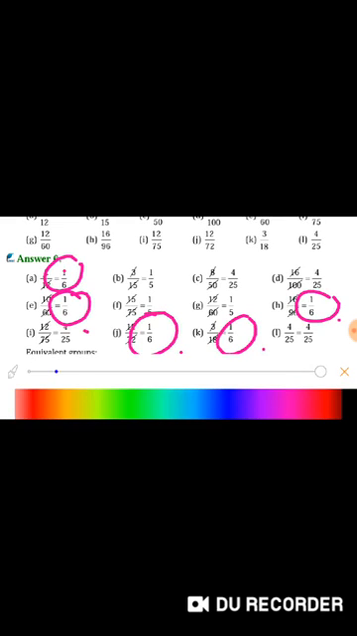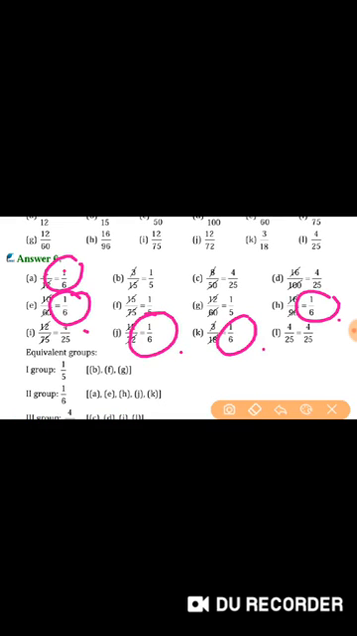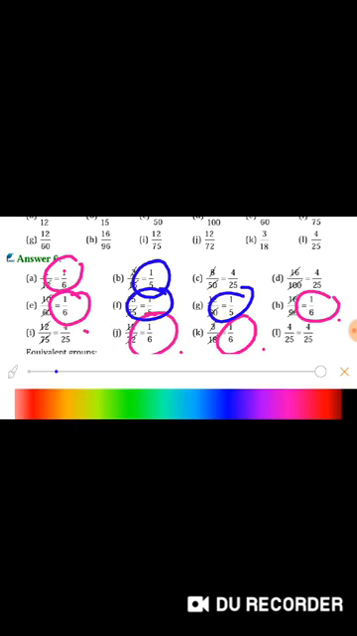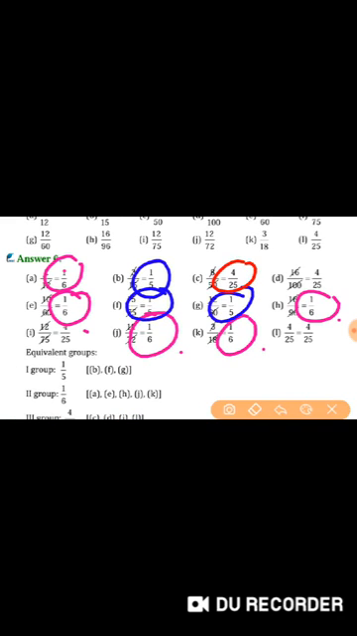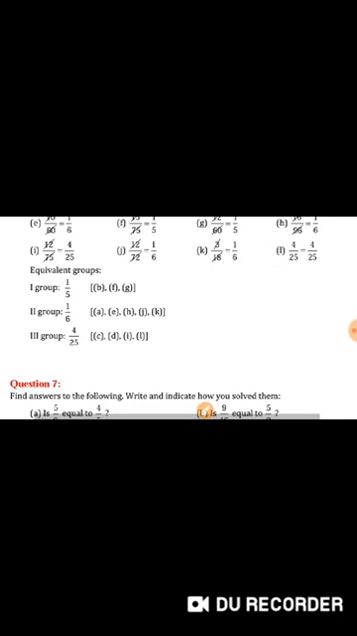And here, 1 by 6, 1 by 6, 1 by 6, 1 by 6. So these make one group. Again, 1 by 5, 1 by 5, 1 by 5. So these we can make another group. Again one more group: 4 by 25, 4 by 25, 4 by 25, 4 by 25. These make one group. This is how they made it. So first group, second group, third group.